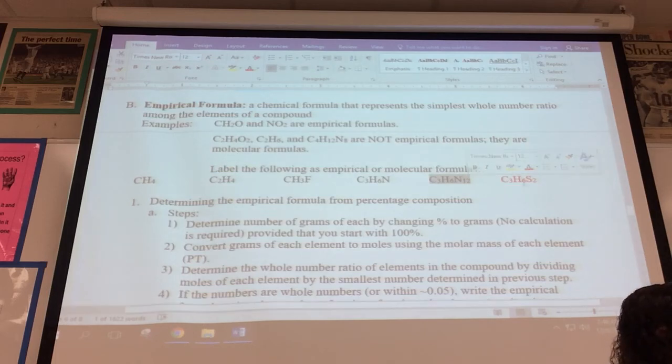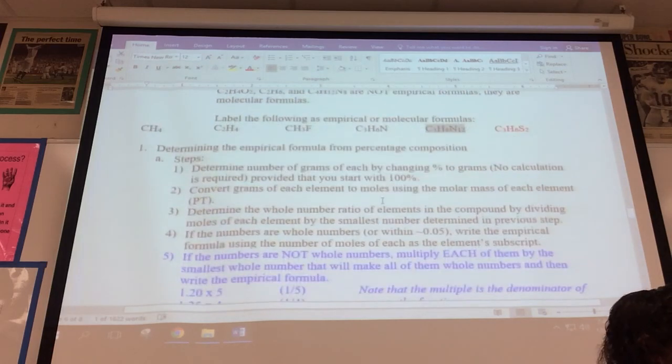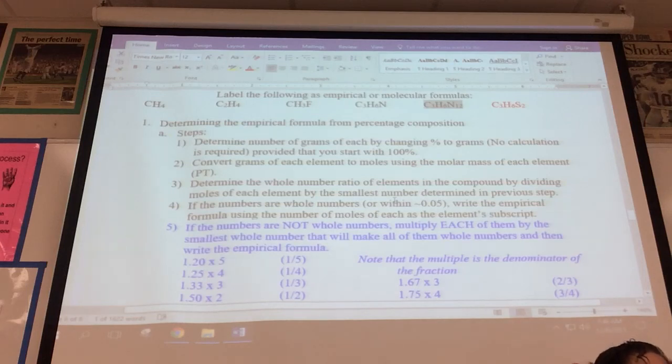All right, to determine the empirical formula, we're going to follow some steps. Some of the steps won't make sense right away until we actually do it, and we're going to walk through numerous problems together to the point where you will be good to go, and you'll be able to do this on your own by the end of the period.